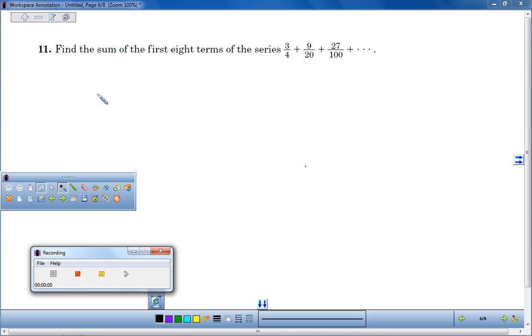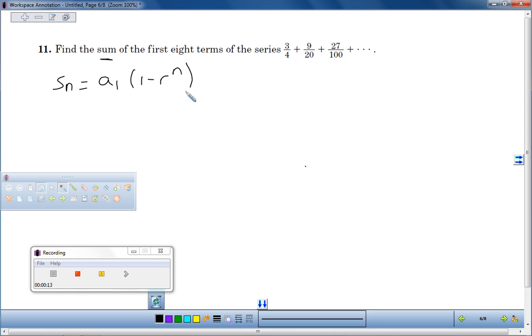Alright, in this we're finding the sum. So we know, and we know it's a geometric. So the sum of a geometric is going to be equal to a1 times 1 minus r to the n power over 1 minus r. Now we've done some of these in class, but we have fractions here, and so that may bother you a little bit.